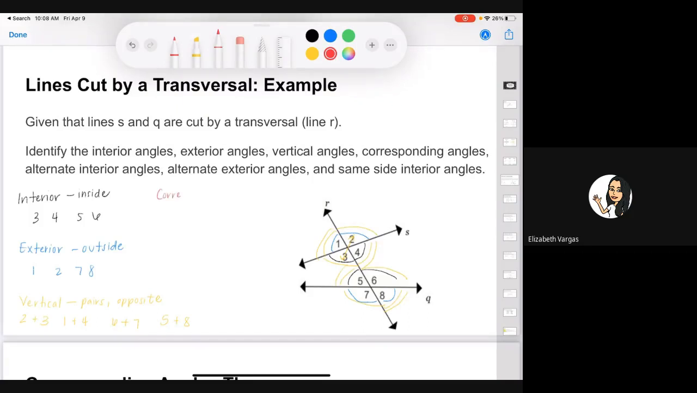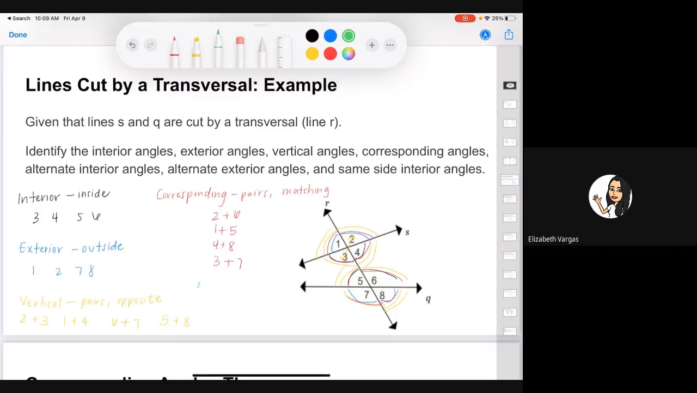Next we have corresponding angles. So these are going to be those pairs of angles. They are pairs that are on matching corners. So 2 and 6, 1 and 5, right? They're on the same corner of that line. So 4 and 8, and 3 and 7. Corresponding angles. Angles on matching corners.